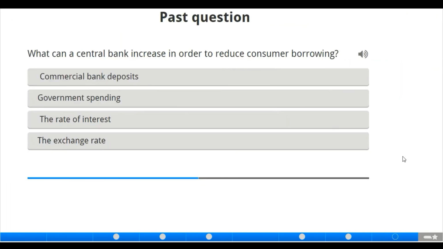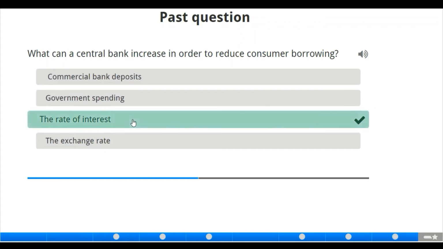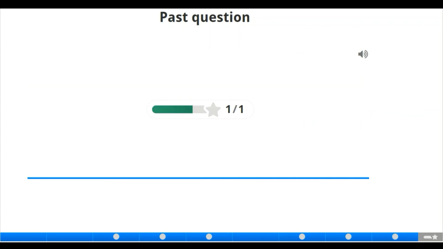Moving to the next past question here. What can the central bank increase in order to reduce consumer borrowing? Of course, we have come across this question before, but it's related to borrowing again. Now let us check the options. We have consumer bank deposits, is that so? Government spending, the rate of interest, and the exchange rate. What should be our answer? Now, of course, it's the rate of interest. The rate of interest can reduce consumer borrowing.